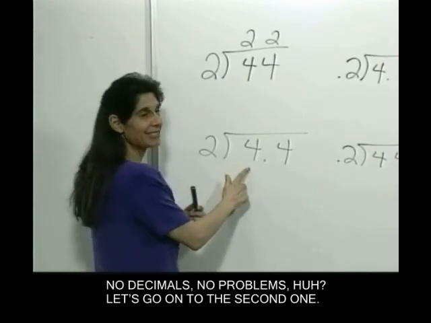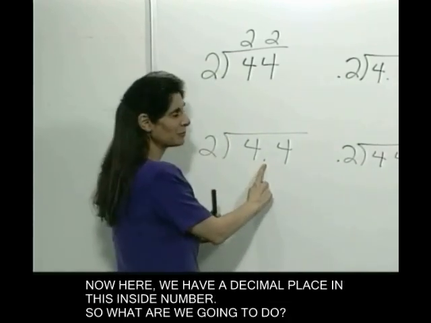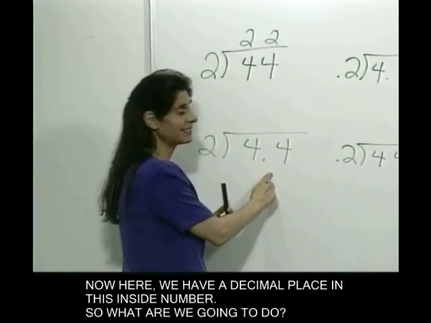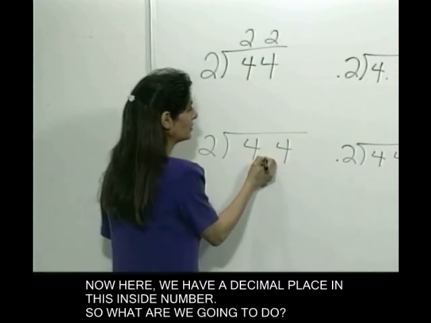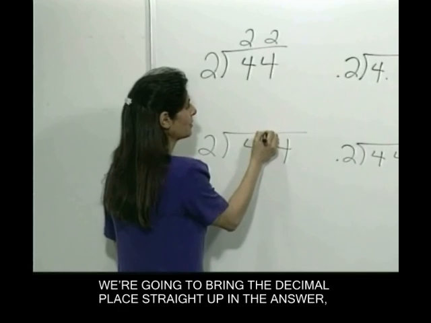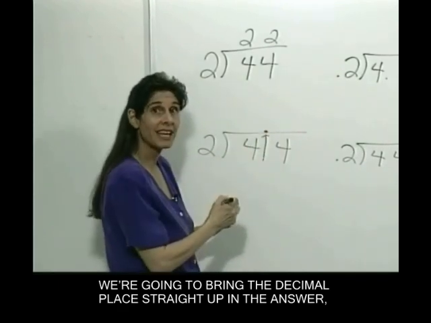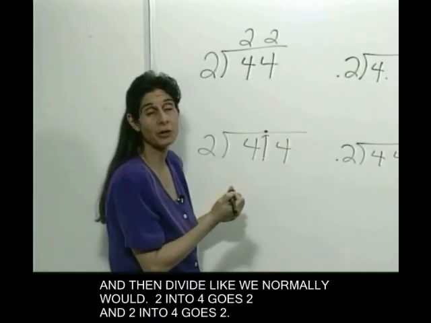Let's go on to the second one now. Here we have a decimal place in this inside number. So what are we going to do? We're going to bring the decimal place straight up in the answer, and then divide like we normally would.